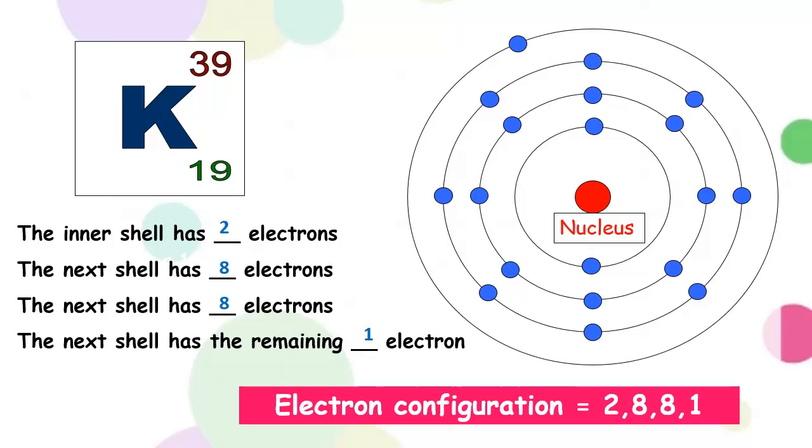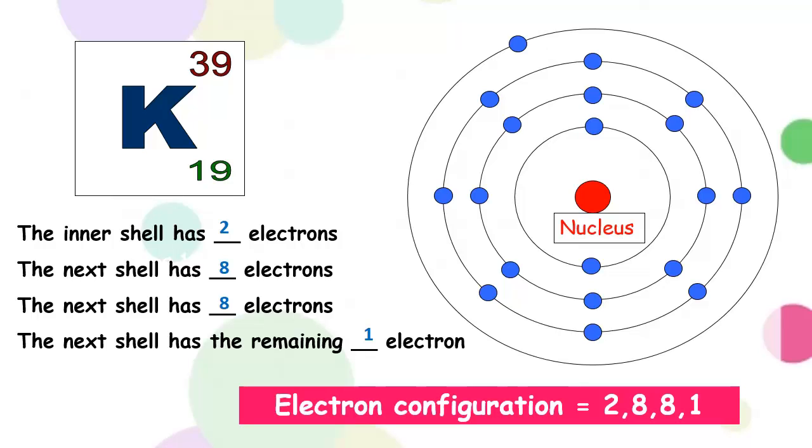Now you also remember the first shell, its capacity is 2. So we say the duplet is completed. The first shell should have a maximum of 2 electrons, that means the duplet is completed. And when the second shell has 8 electrons, we say an octet is completed. So duplet means 2 electrons, octet means 8 electrons.